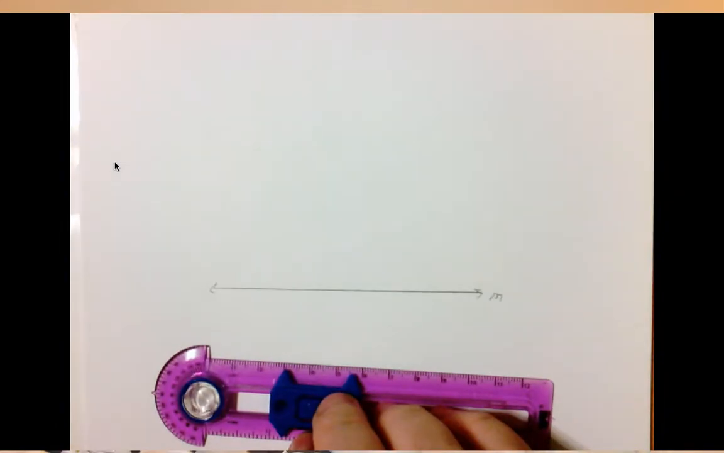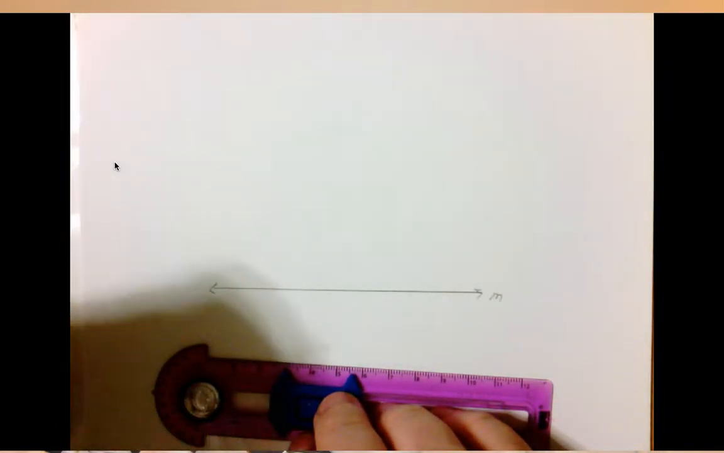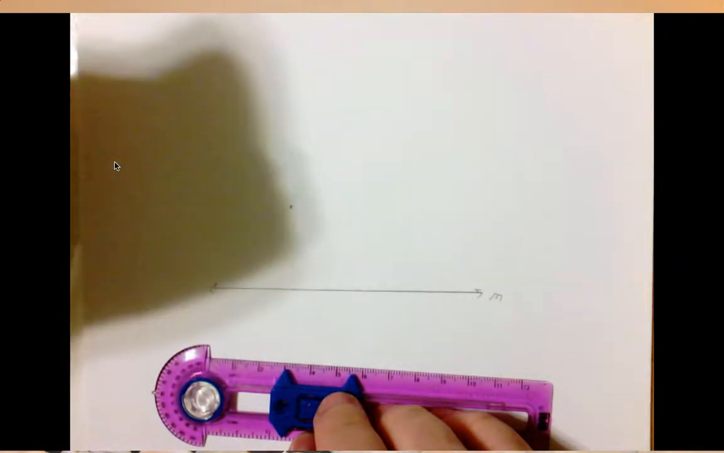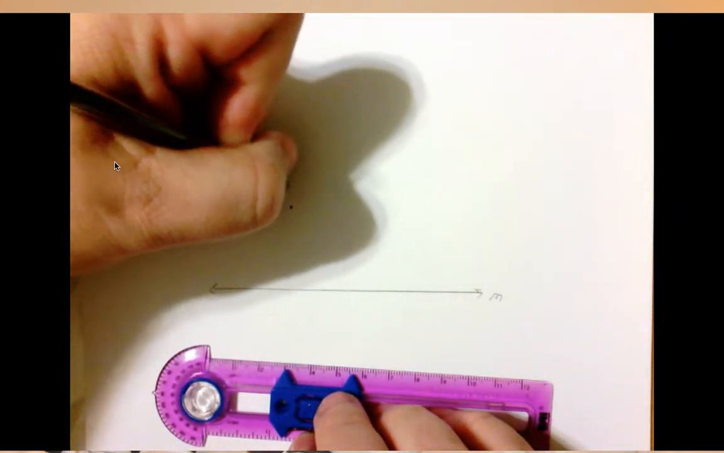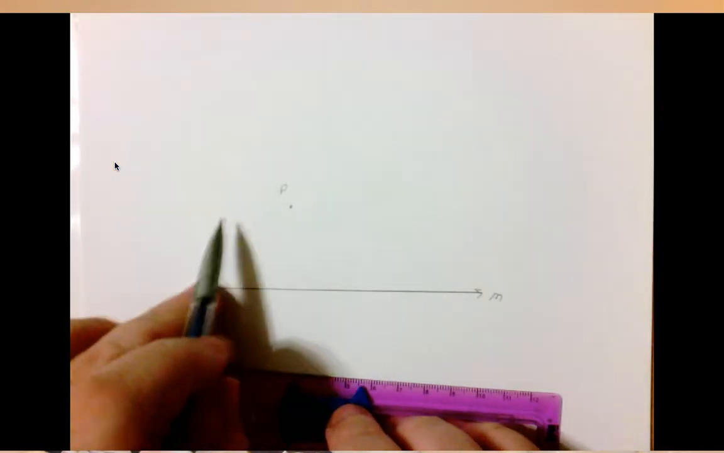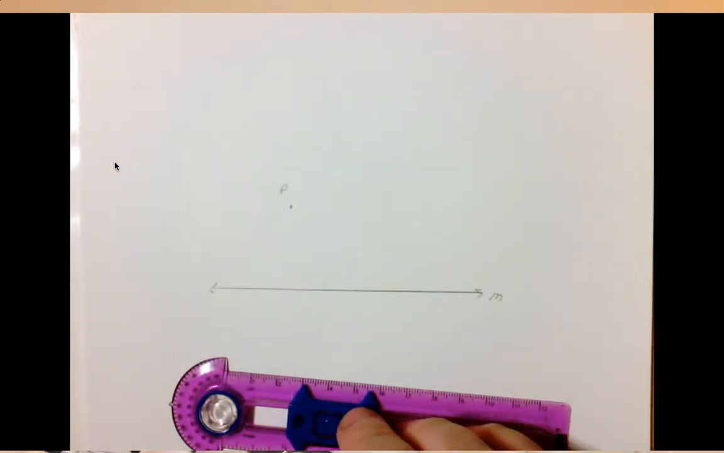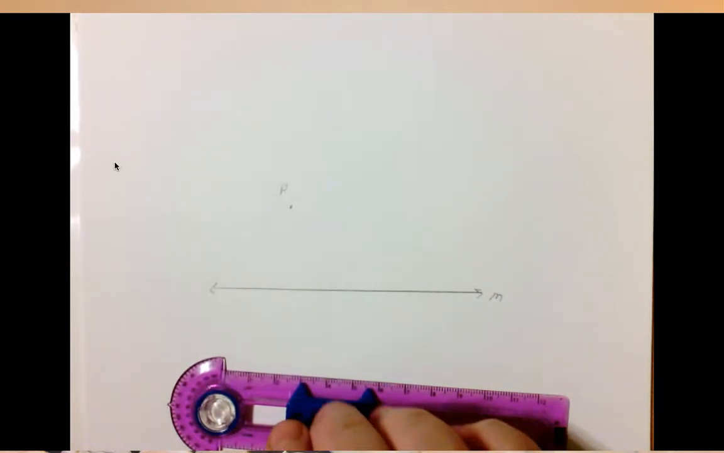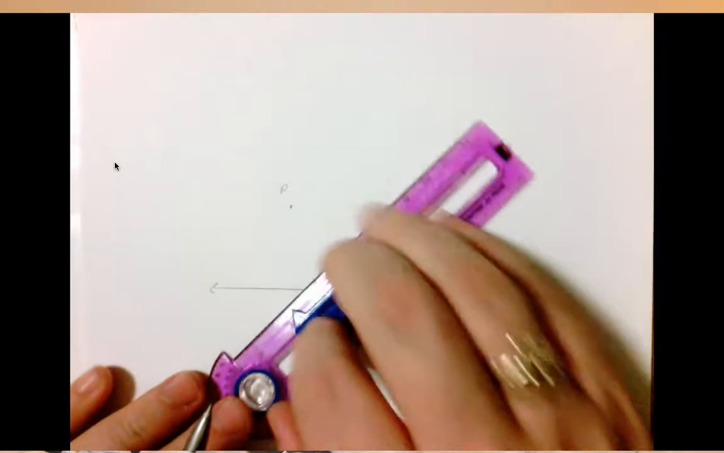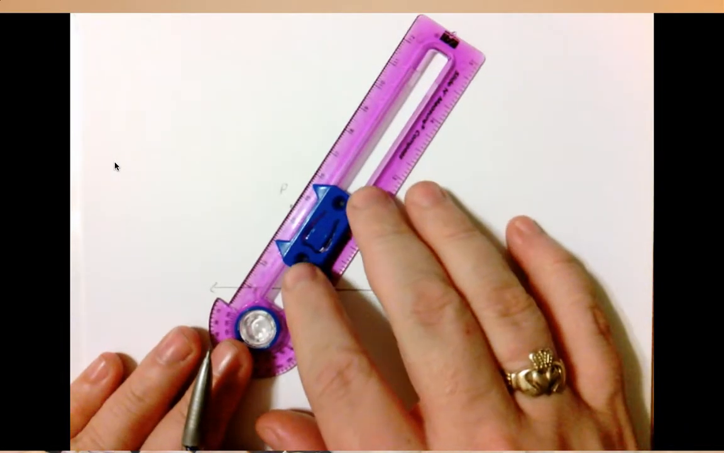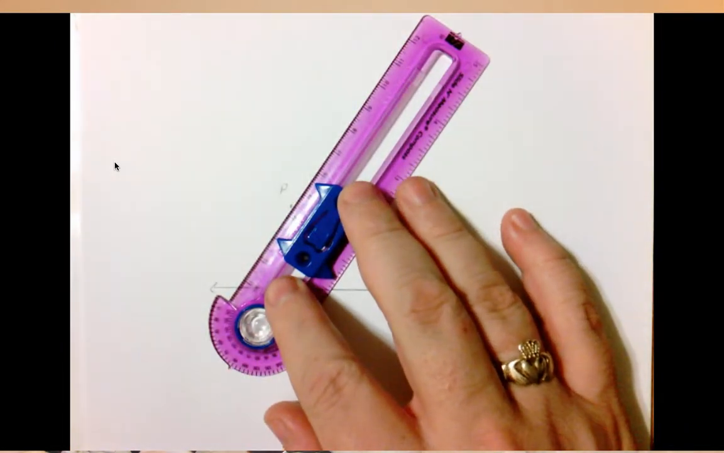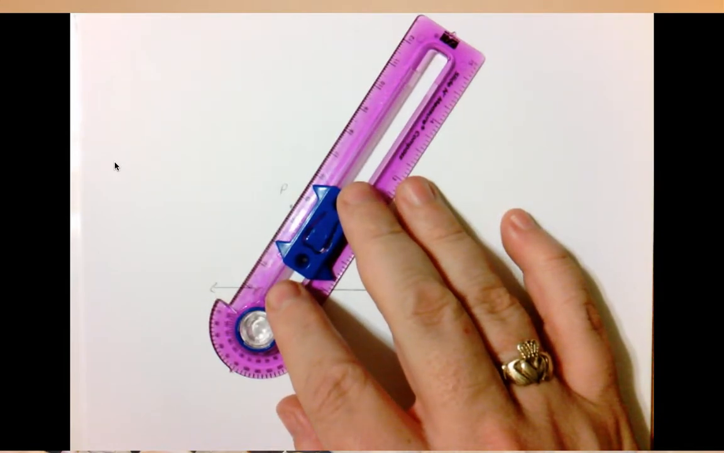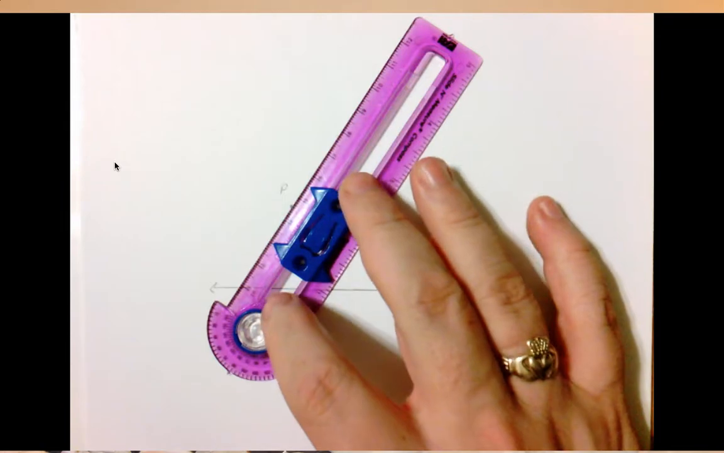That's line M. And then we need a point not on that line. We'll call it point P. And our goal is to construct a line through P, parallel to M. We start off by connecting P to M in any way. So we need to draw a line that goes through P and intersects line M.